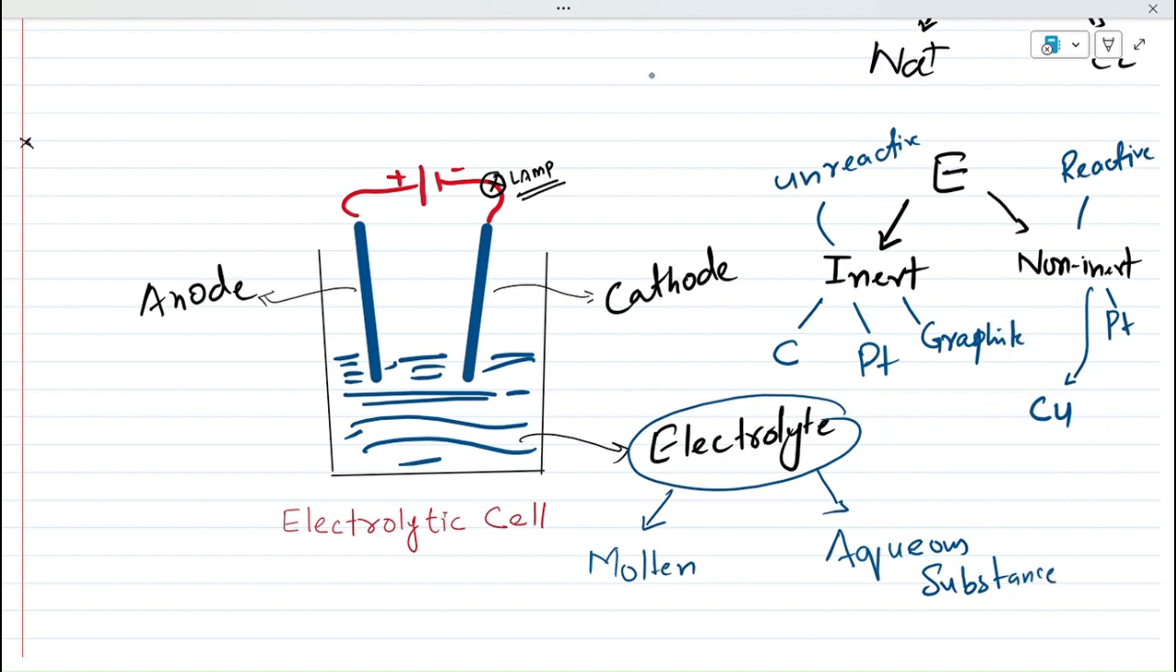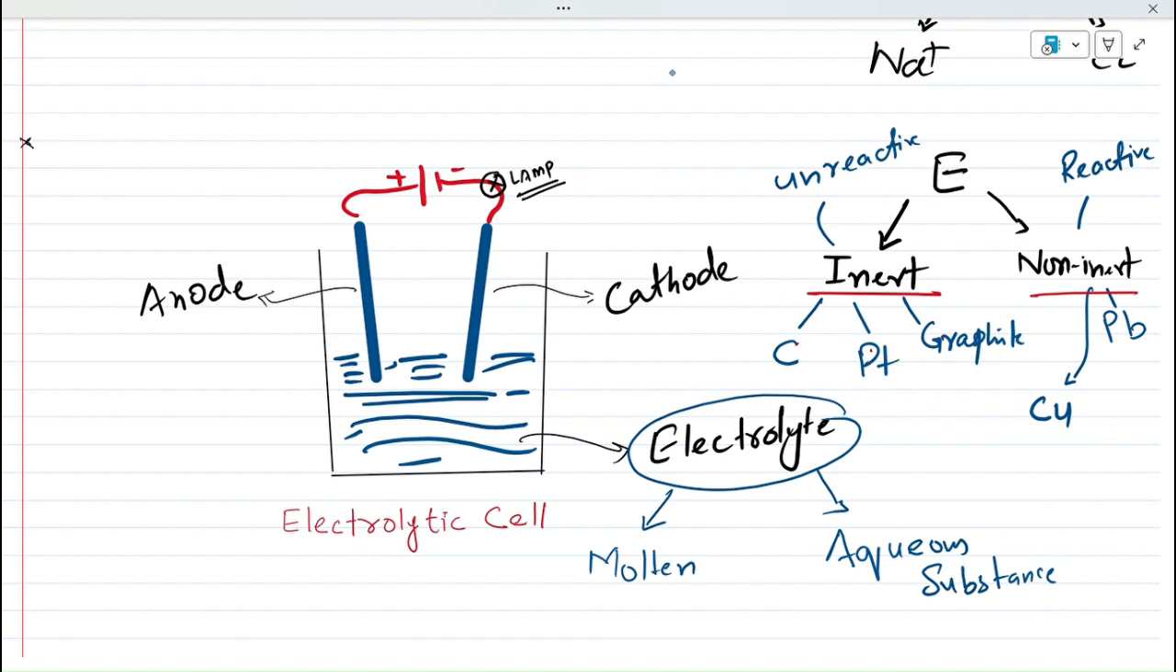So this is all about the typical electrolytic cell. Its construction involves the electrodes, power supply and the electrolyte. Electrodes can be inert and non-inert. Inert electrodes are made up of carbon, platinum, graphite. Non-inert are copper, lead, Pb. Sorry, it's not platinum, it's lead. It could be silver, it could be gold, any other metal can be used. They are the reactive electrodes, they react in the solution.